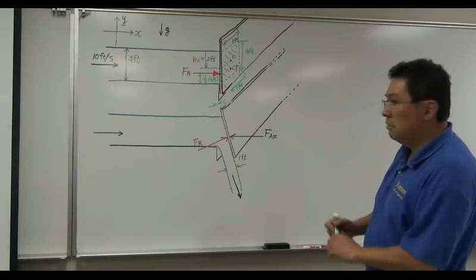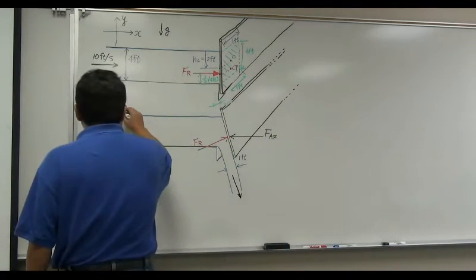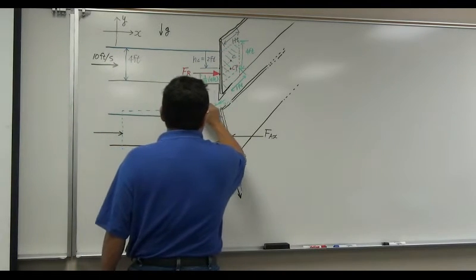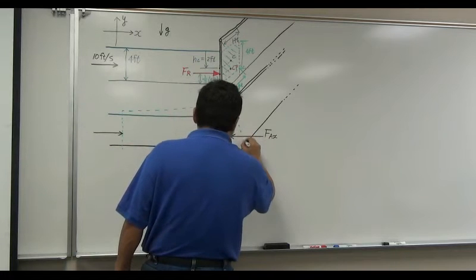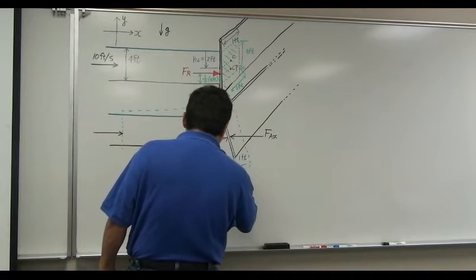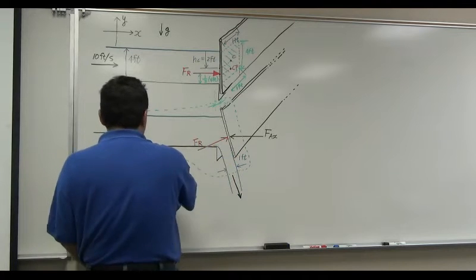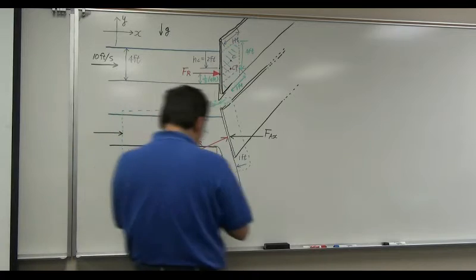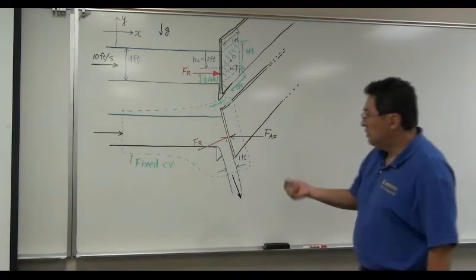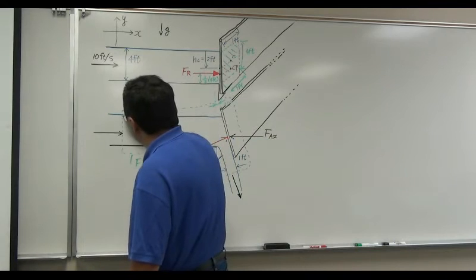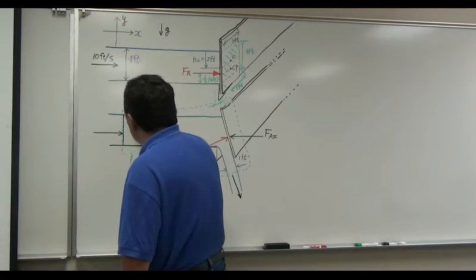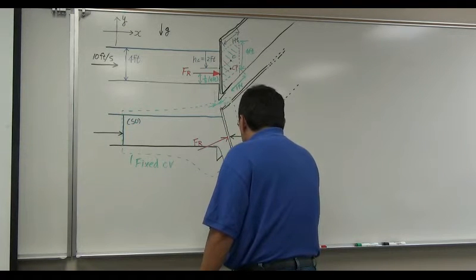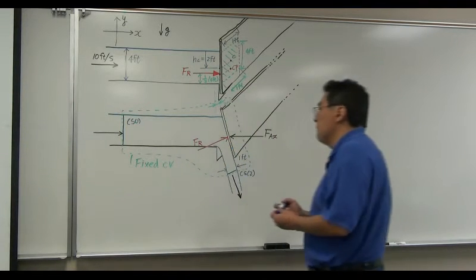I want to define control volume. So control volume, which is fixed in space. I'm going to include everything just like so. This is a fixed control volume. Okay. Now, as I choose fixed control volume, I automatically choose control surface 1, which is inflow, control surface 2, outflow. Okay.